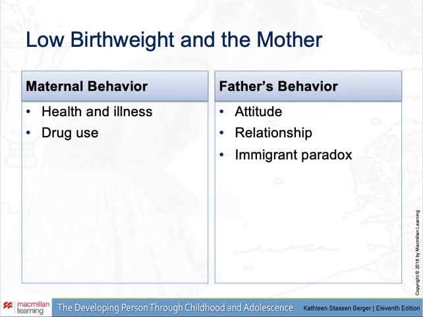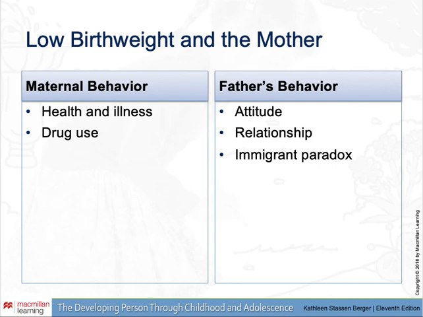Low birth weight in the mother. Maternal behavior can affect the birth weight in terms of health and illness and maternal drug use before and during pregnancy. Father's behavior can also affect birth weight. Father's attitude can help change things. Is he supportive or not? And the relationship between the mother and father is a factor. Is there stress involved, or is it a good relationship?